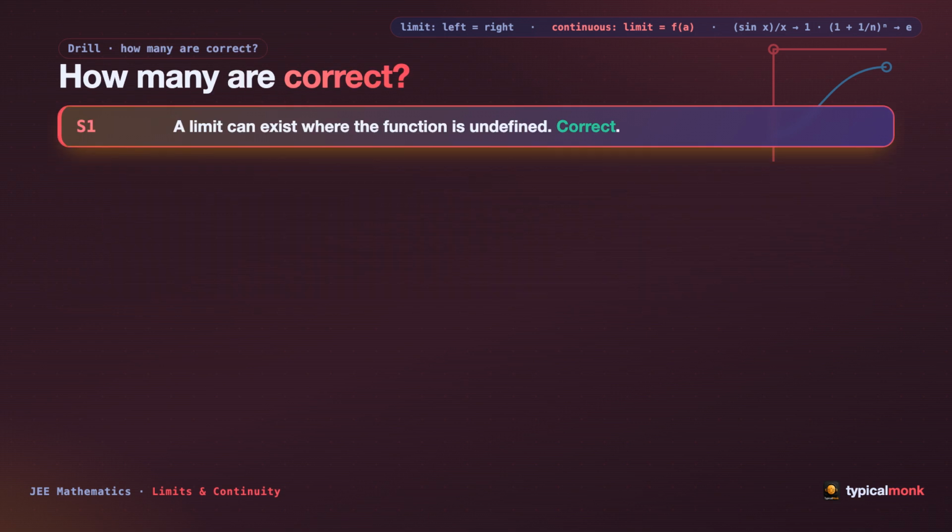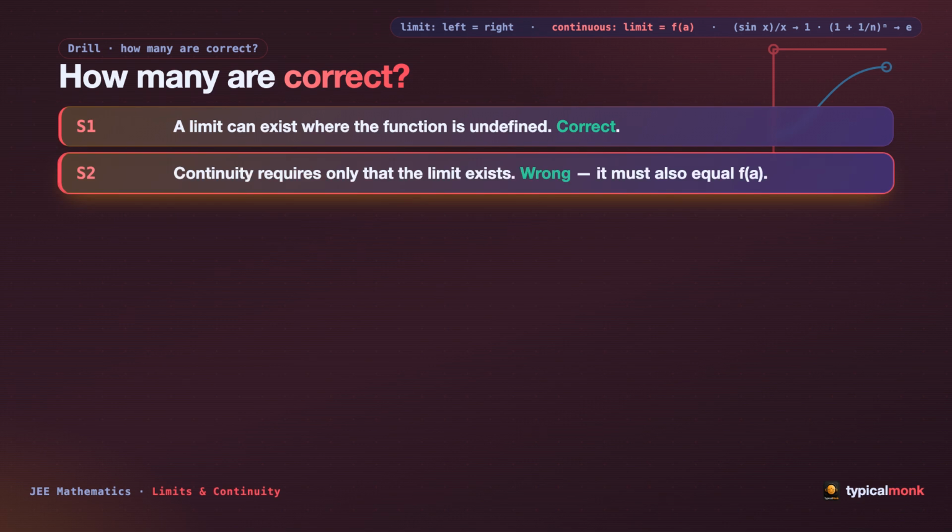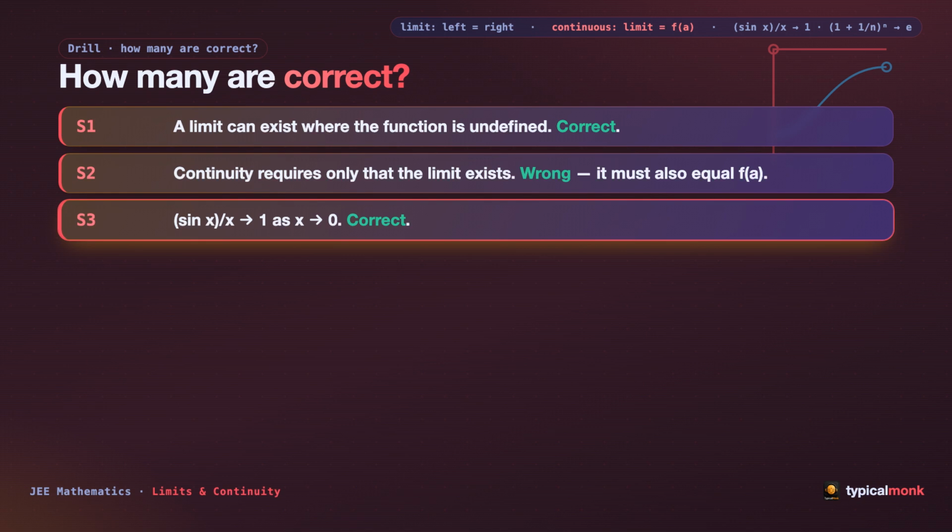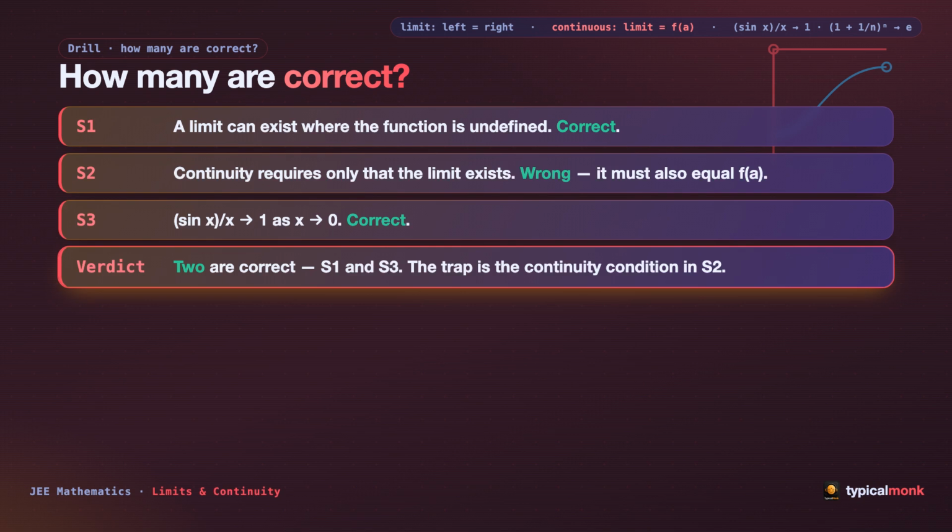Now, how many of these statements are correct? Statement 1. A limit can exist where the function is undefined. Correct. Statement 2. Continuity requires only that the limit exists. Wrong. The limit must also equal f of a. Statement 3. Sin x over x tends to 1 as x tends to 0. Correct. So the answer is 2 are correct. Statements 1 and 3. The trap is the continuity condition in statement 2.